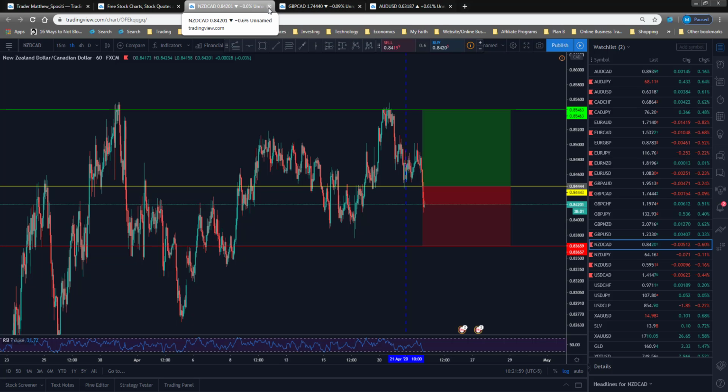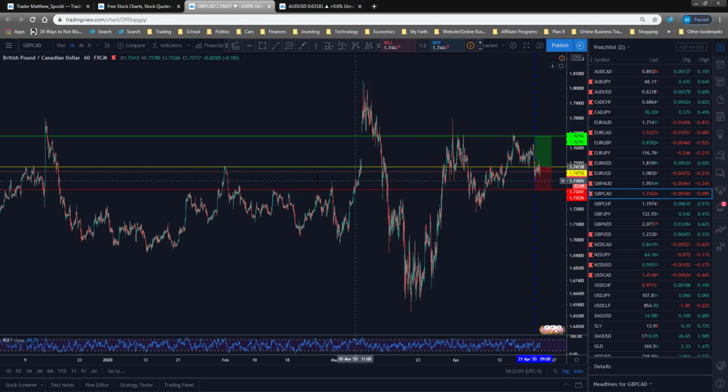So that's the New Zealand CAD. We'll go ahead and close that one down. Yes. Pound CAD's doing exactly the same thing. We have a wedge pattern. And again, all it means is that the market is being indecisive.